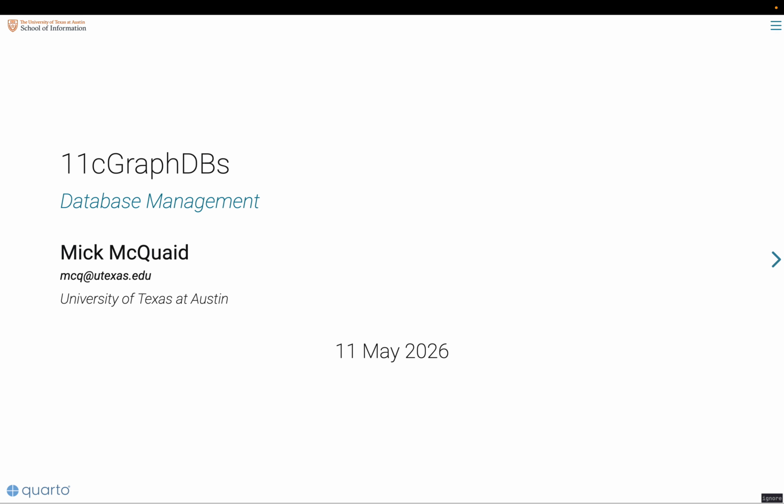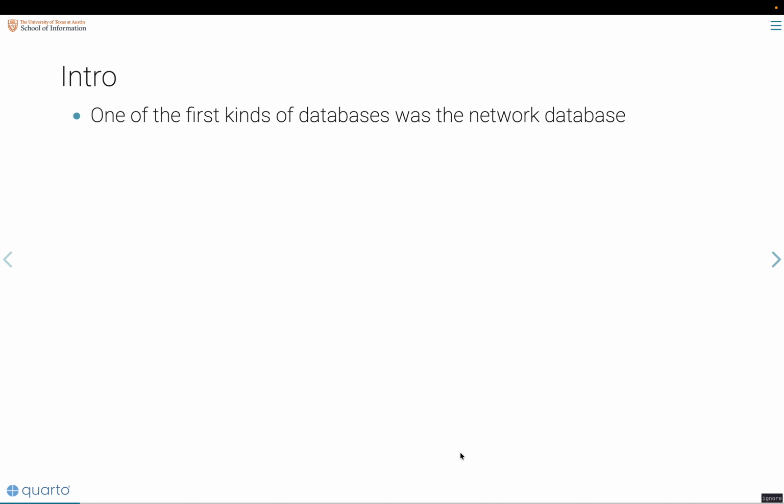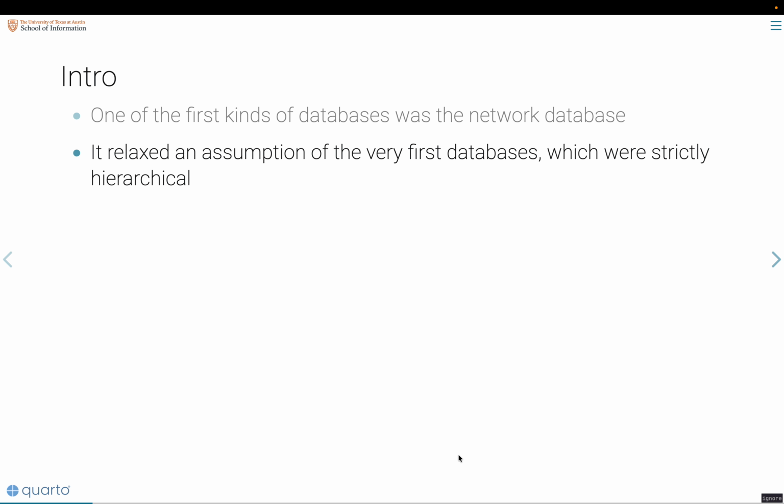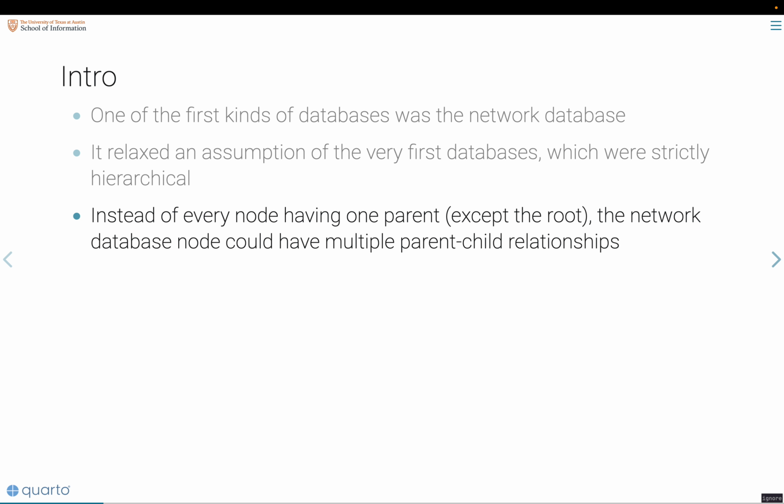And this one is a short introduction to graph databases. So one of the very first kinds of databases in history was the network database back in the 1960s. And it relaxed an assumption of the very first computer databases, which were strictly hierarchical. And instead of every node having one parent, which would be the case in a hierarchical database, the network database could have multiple parent-child relationships.